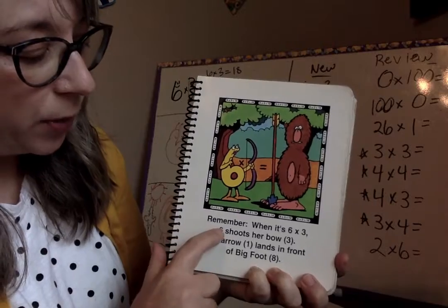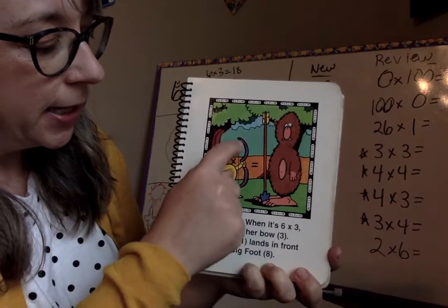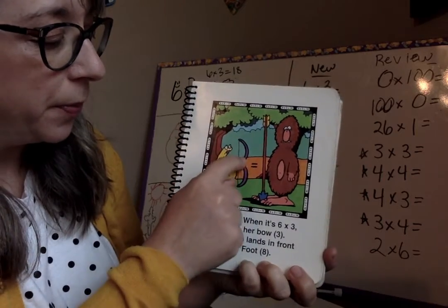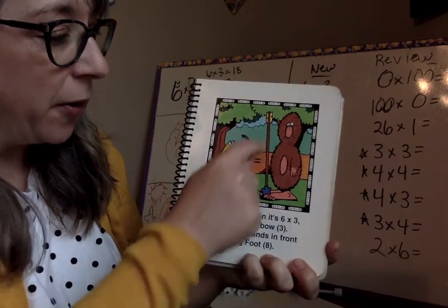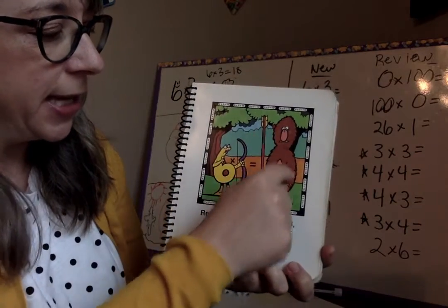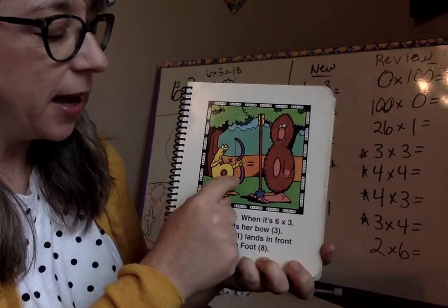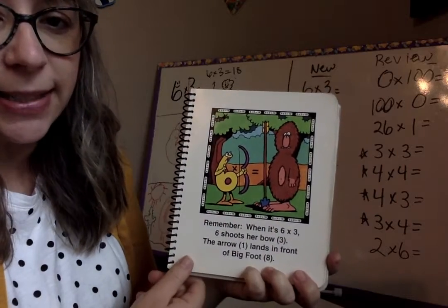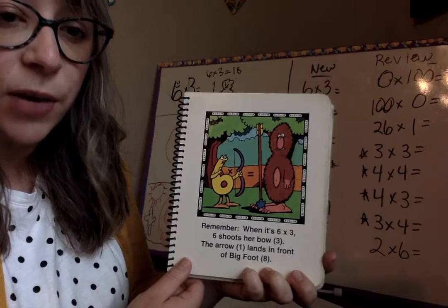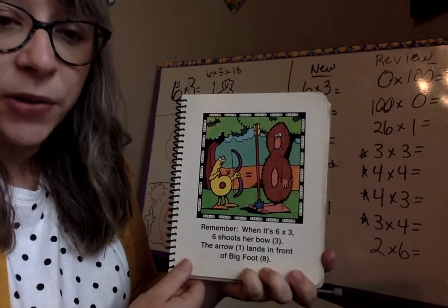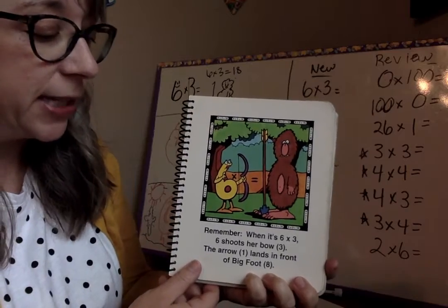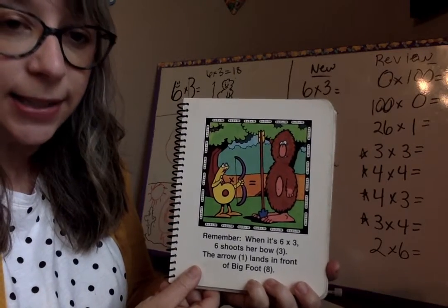So, remember, when it's 6 times 3, 6 shoots her bow, and the arrow lands right in front of Bigfoot, which is the 8. So 6 times 3 is 18. I want you to visualize these stories, try to remember them, go back to all these videos and review them to help you remember your math facts. So 6 times 3 is 18.